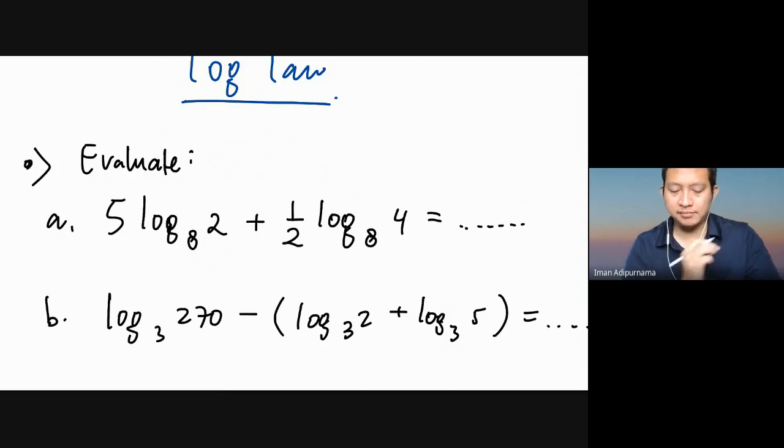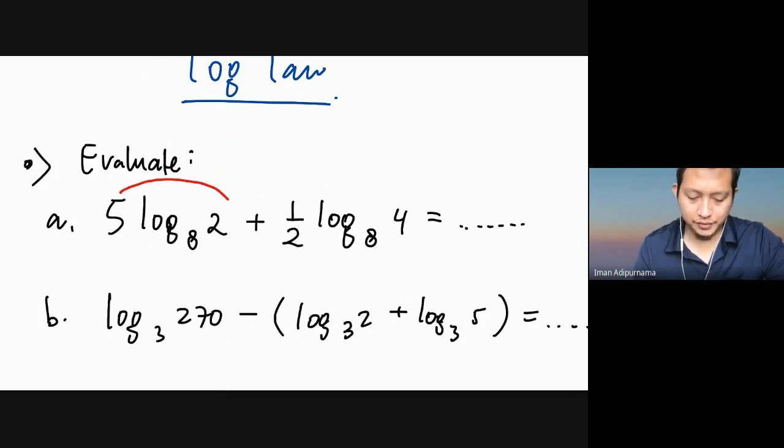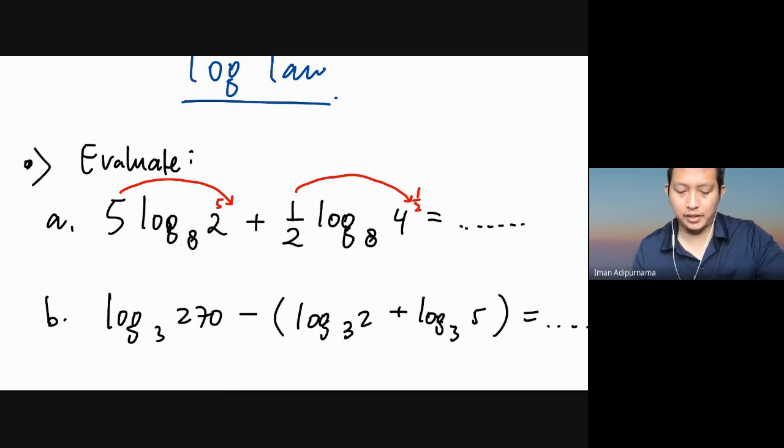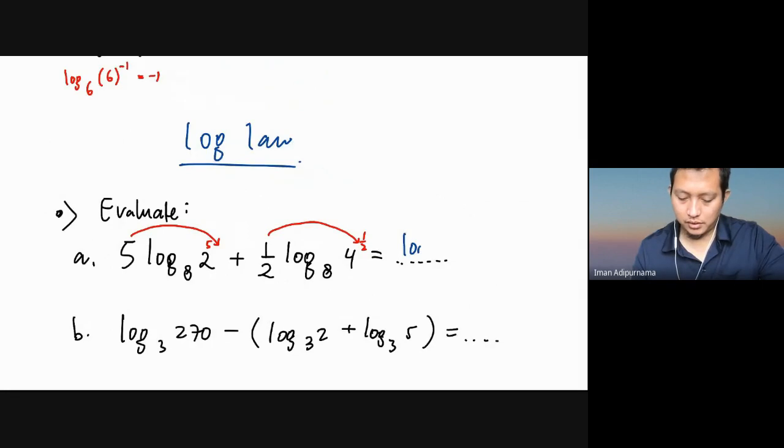Okay, if you look here, the first thing you can do is take this 5 here and the half here. So we'll have 2 with power of 5 times power of half. And then we can take this into our log law. So log base 8, we will have 32 multiplied with 2, which is 64. So we will have 8 with power of something that gives 64. So it should be 2.